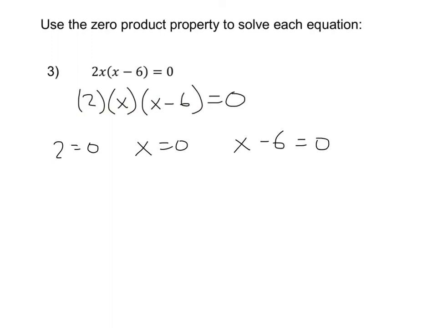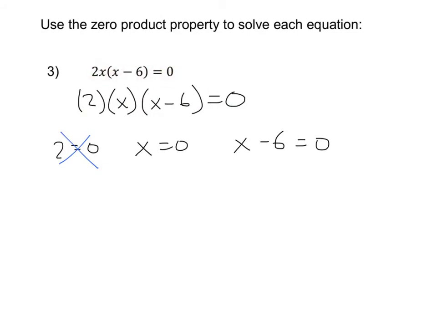Now, wait a minute. Let's think about all those different cases that I just wrote down. Do they make sense? Does this one make sense? Does that make sense to say 2 equals 0? And of course it doesn't. So we can just ignore this. That obviously can't be true, right?